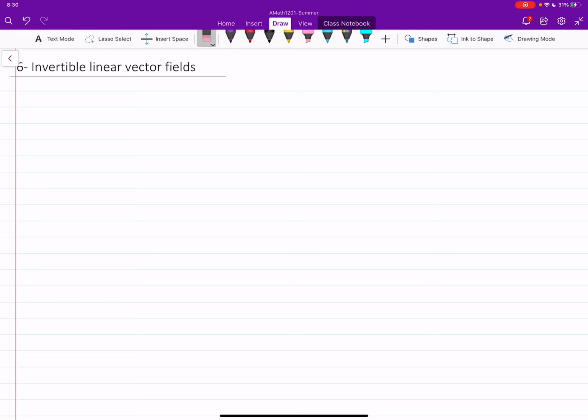Hello everyone. In this video, we will study invertibility of linear vector fields. Let me start by recalling the facts about the general function. You see, a function goes from its domain to its codomain. So from domain to range. There is a technicality there I don't want to deal with at this point. So we know that a function goes from its domain to its range.